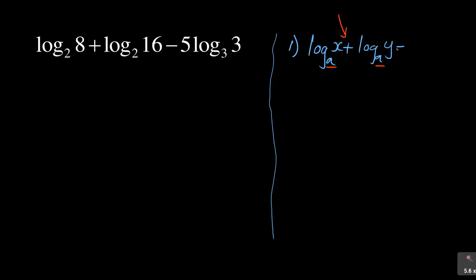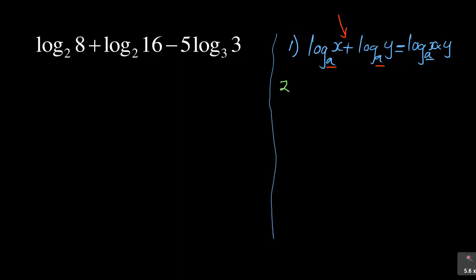This is equal to log, you write that particular base, and then the 2 numbers x and y you multiply as x times y. So when there's an addition, you multiply the numbers. Remember, in the laws of exponents, when there was a multiplication between the bases, you add the exponents. But in the logarithms, when there is an addition, you multiply the numbers, provided the bases are the same. That's why I maintained my log in base a. That is law number 1.